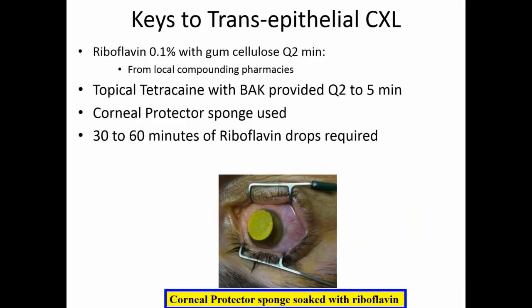After you place the drops, we find that it helps if you also, at the same time, place a corneal protector sponge on the cornea and then place drops of riboflavin directly onto the corneal sponge, and alternate that with topical tetracaine with BAK every 2 to 5 minutes. And loading typically takes, with this formulation, about 60 minutes, sometimes even 80 minutes.